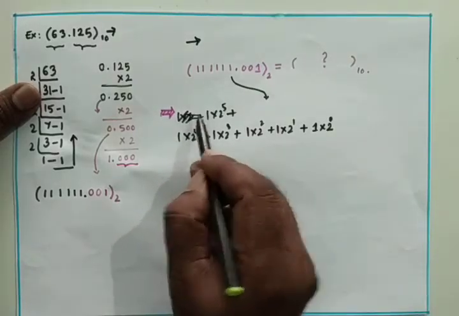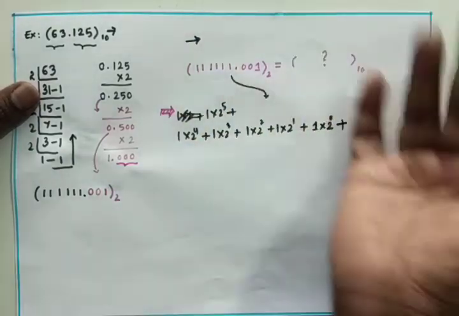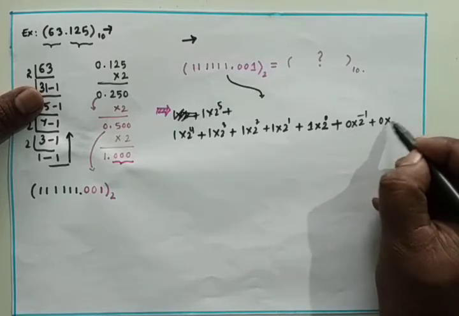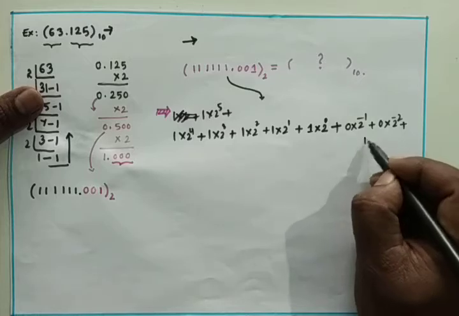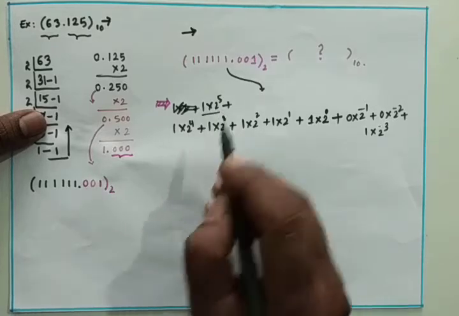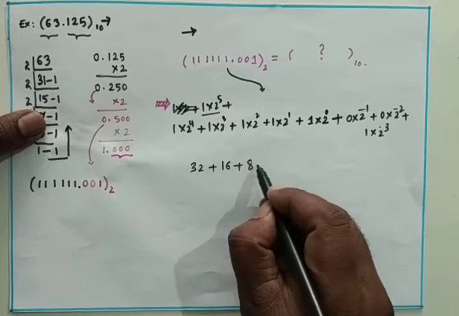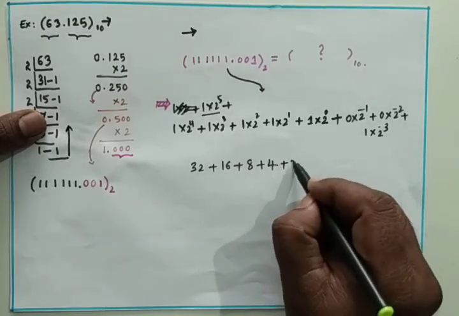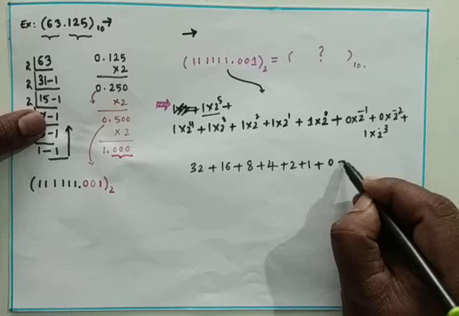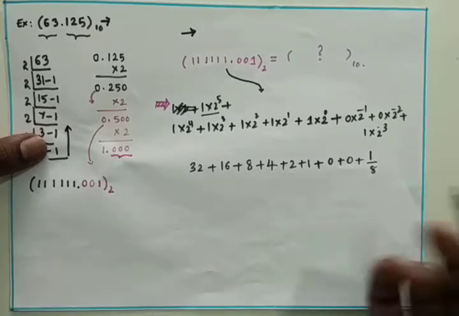So that means, in total it is 2 power of 0, 2 power of 1, 2 power of 2, 2 power of 3, 2 power of 4, 2 power of 5. Plus, coming to the fractional part, 0 into 2 power of minus 1 plus 0 into 2 power of minus 2 plus 1 into 2 power of minus 3. So this will be what? It will be 32 plus 16, 8, 4, 2, 1, plus 0, 0, and 1 by 8. 1 by 8 means 1 by 2 power of 3, which is 1 by 8.